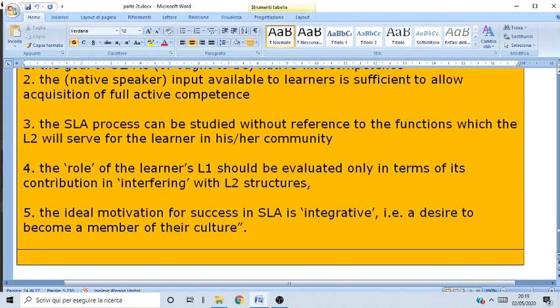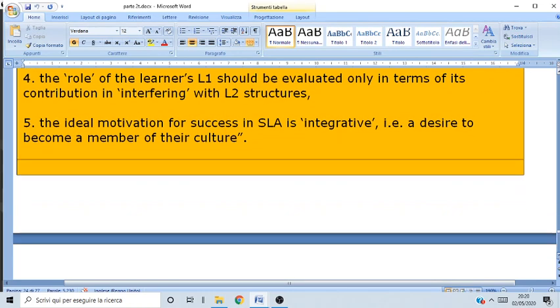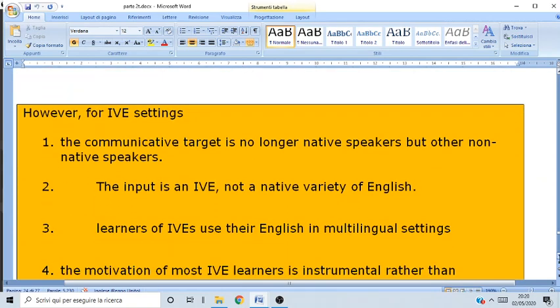And so the idea behind this is that English is used with the aim of integration. So I learn a language because I want to become part of that culture. But in indigenous varieties of English, meaning different varieties of English, there is a totally different setting. We said that these people do not usually communicate with native speakers, but with other non-native speakers. Plus, they learn English from somebody who is probably not going to be a native speaker.